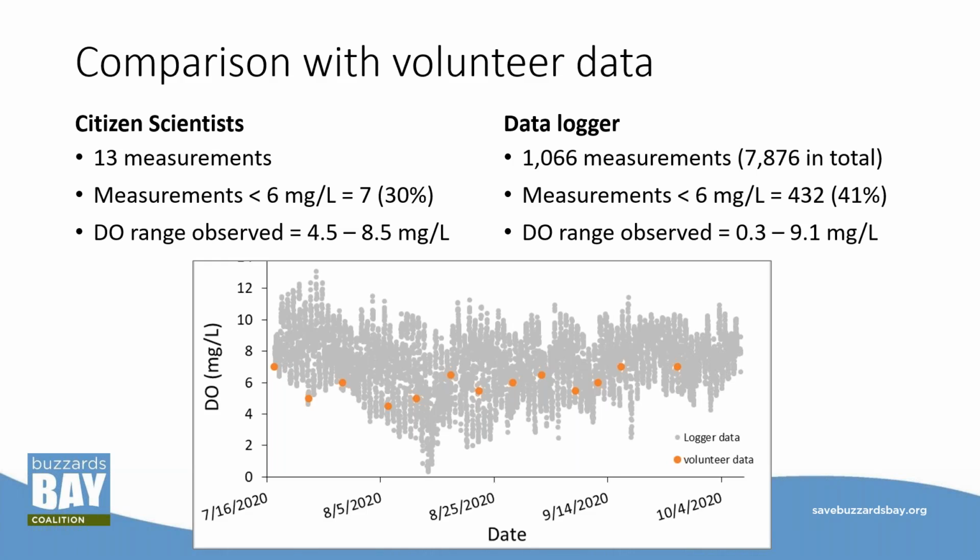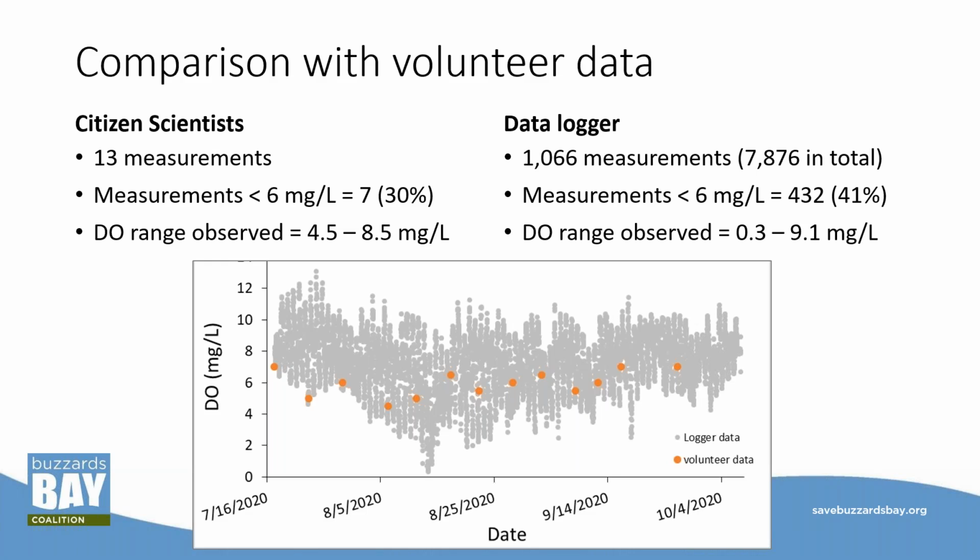And so if we compare these two, the citizen scientists collected 13 measurements over the summer. The logger collected in total almost 8,000 measurements over the course of the summer. But to compare it to the citizen scientists, I wanted to just look at the measurements in that 6 to 9 a.m. time window. And in that time window, it was just over 1,000 measurements that the logger recorded.